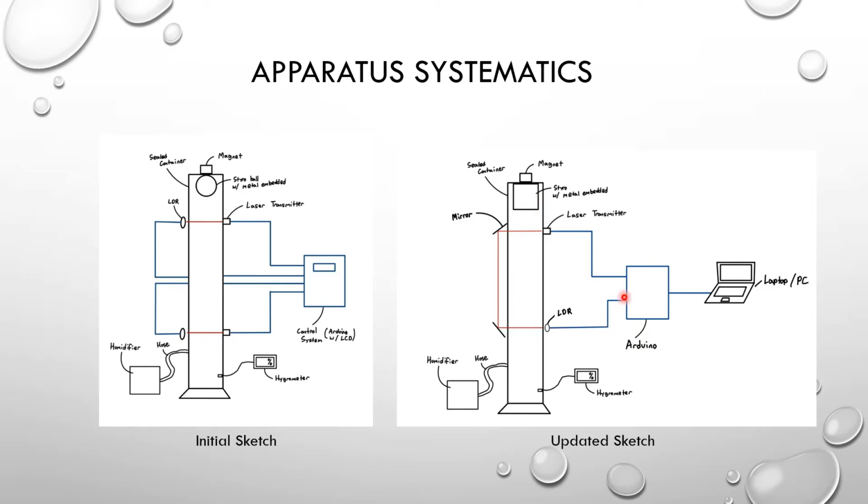The Arduino will now be connected to a laptop or a PC, and we'll use a built-in monitor tool to see the time the object passes through the laser beams. This way we will be able to calculate the time needed for the object to travel. And then the falling object is now replaced with a styrofoam cube, since it has a bigger drag coefficient.